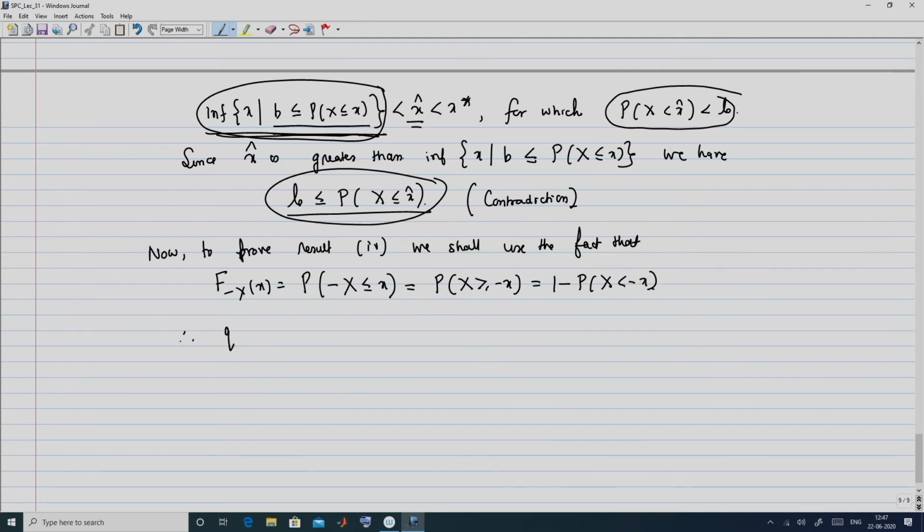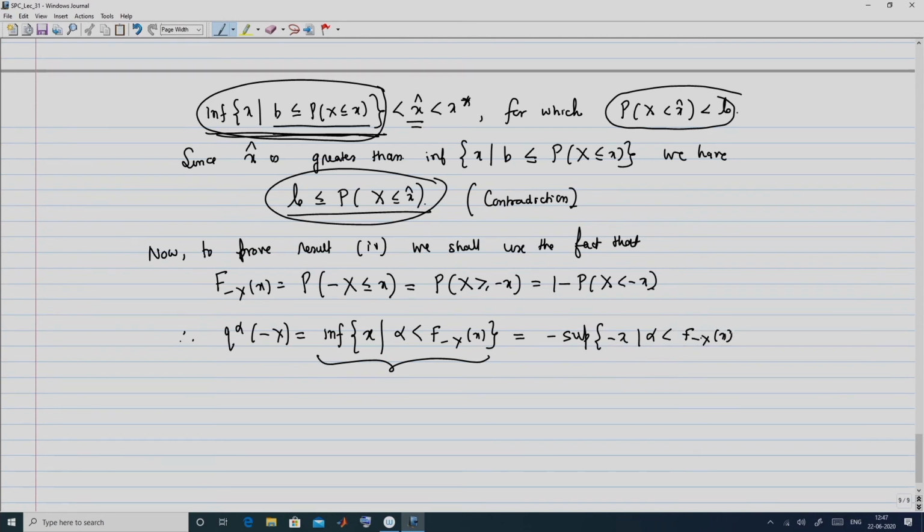So, therefore, the upper quantile of minus X, what is this going to be? By definition, this is the infimum, the smallest value of x such that alpha is less than F of minus X of x. And this can be written as minus supremum of minus x such that alpha is less than F of minus X of x. It is like the infimum of a variable is going to be minus supremum of the negative of that variable.